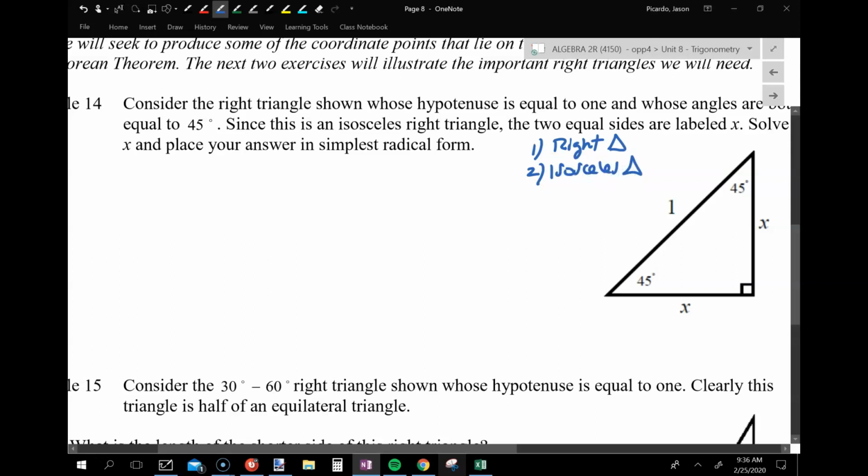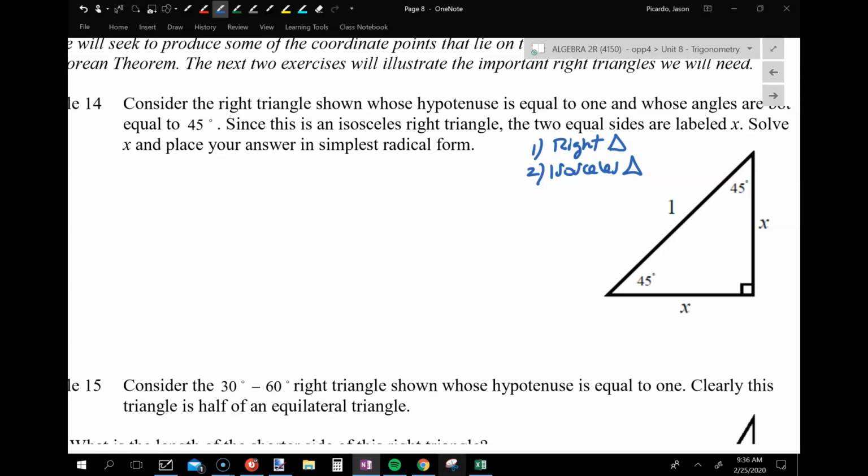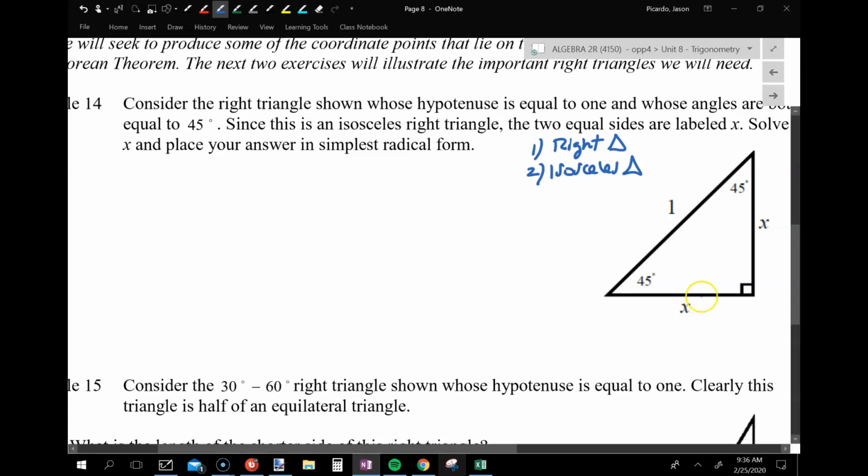And what do I know about an isosceles triangle? Even if you didn't take geometry last year, that word should sound familiar, shouldn't it? An isosceles triangle is a triangle that has 2 sides that are equal, right? And in this case, what 2 sides are equal? The sides that are labeled with the x's. And then I have 2 angles that are also equal. So this is an isosceles right triangle.